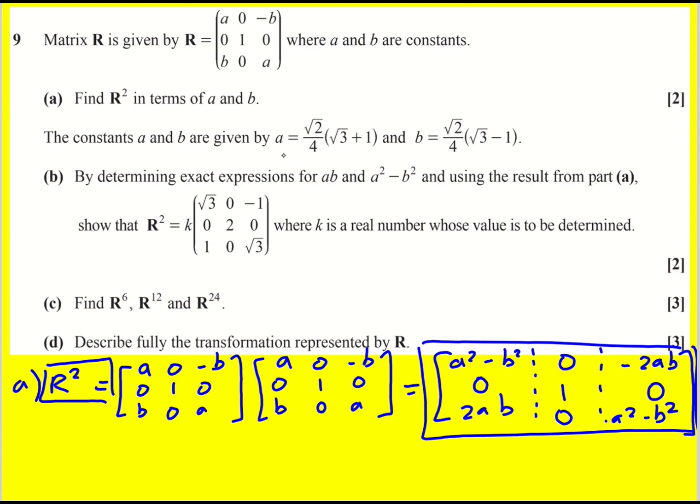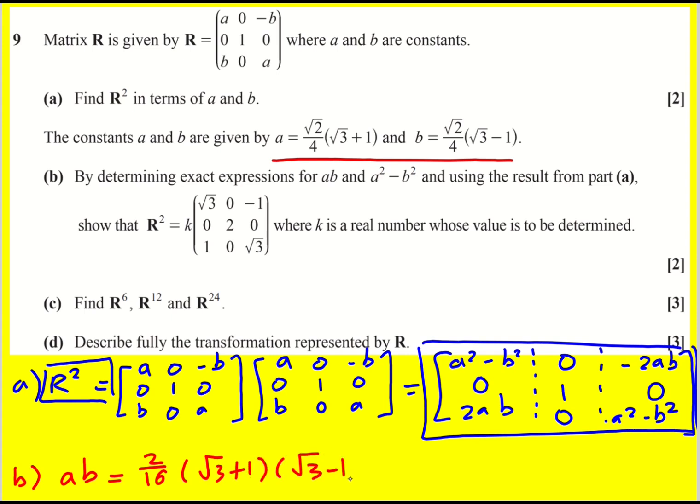We're now given that the constants are as shown. We're asked to determine the exact expressions for ab and a squared minus b squared to show that r squared is actually this. So ab is going to be root 2 over 4 times root 2 over 4, which will give me 2 over 16. Then I'm times in root 3 plus 1 by root 3 minus 1. That'll give me 1 over 8 when I simplify the 2 over 16, and then I'll get 3 minus 1, because I'll get a plus root 3 and a minus root 3. So I'm going to get a quarter here.